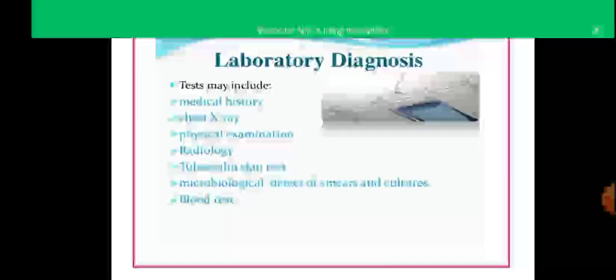Laboratory diagnosis. What are the tests we have to use for identifying TB? That means medical history, because the history is very helpful in identifying and treating the patient, how they were treated during the time of this infection. And a chest x-ray, because we want to scan the rate of infection the particular patient has in the diseased state. Physical examination and radiology, tuberculin skin test, microbiological detection by smear and cultures. Finally, we test blood also.